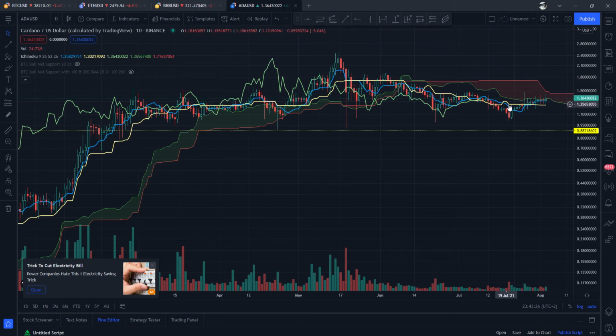You can see here that the Tenkan Sen is acting as support. Tenkan is just above it. The problem here, as we can see, is that the Chikou span is caught up. That's this light green line here. It's caught up within the price action, and that could cause some kind of problems.